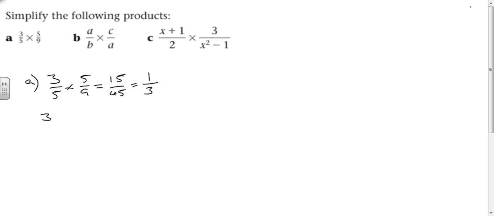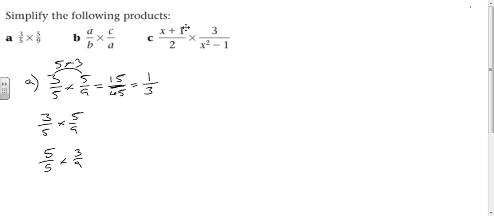So if we've got 3 over 5 times by 5 over 9, the way we got this 15 was by doing 3 times 5. Now, it doesn't matter if we do 3 times 5 or 5 times by 3. So what we can do, in essence, is switch the numerators over. So have 5 over 5 times by 3 over 9.